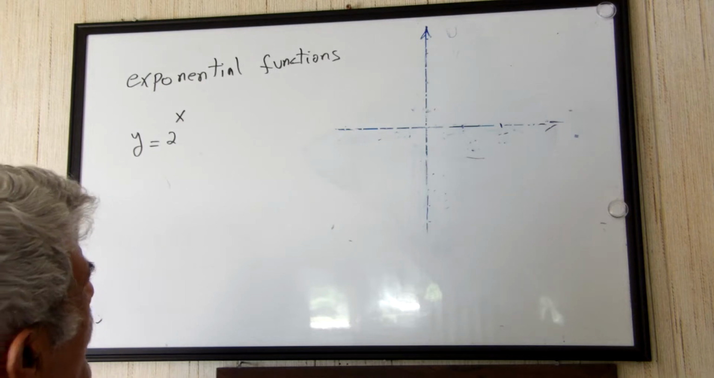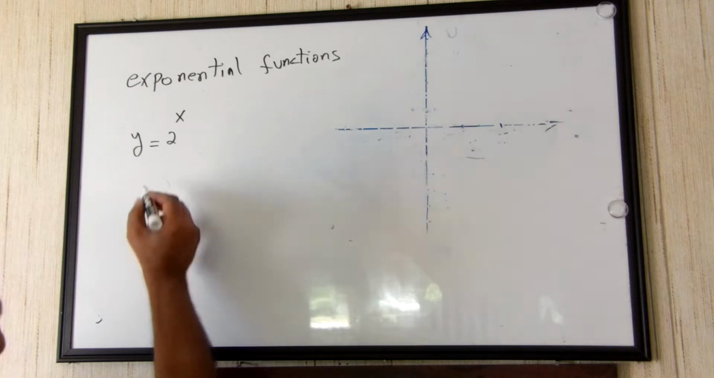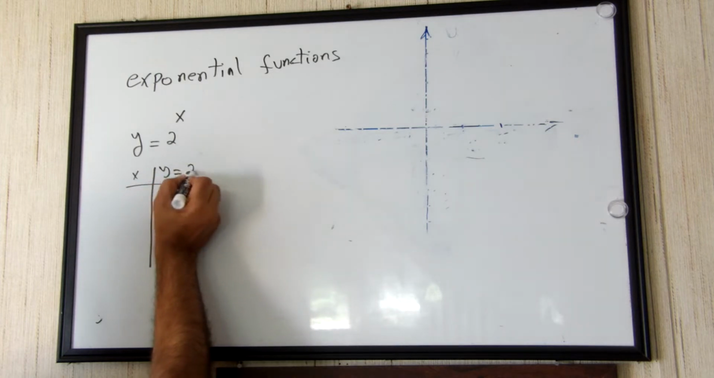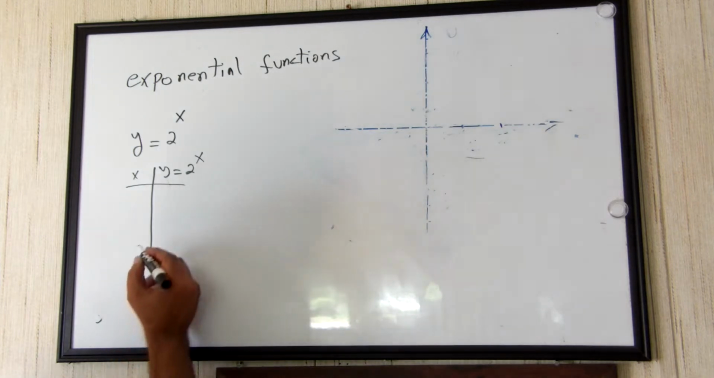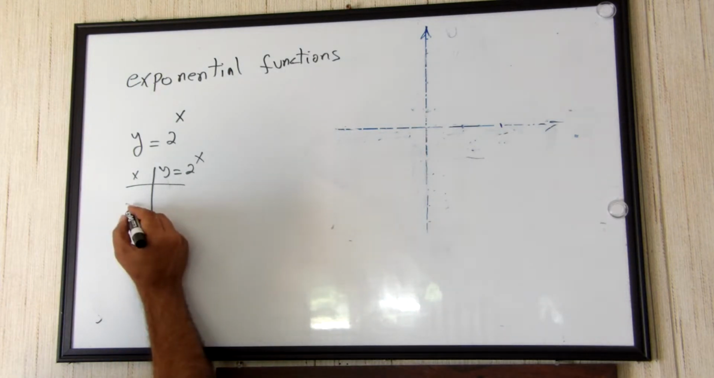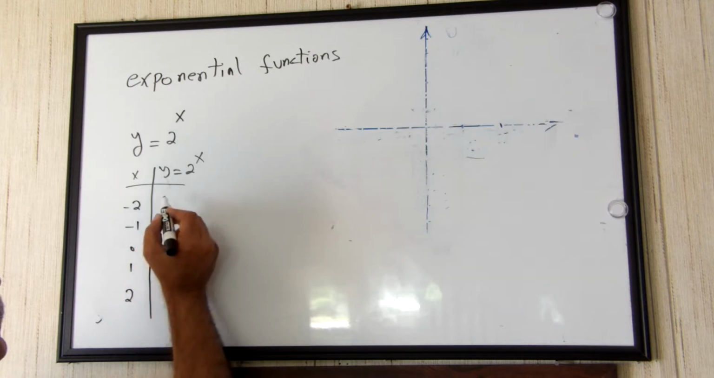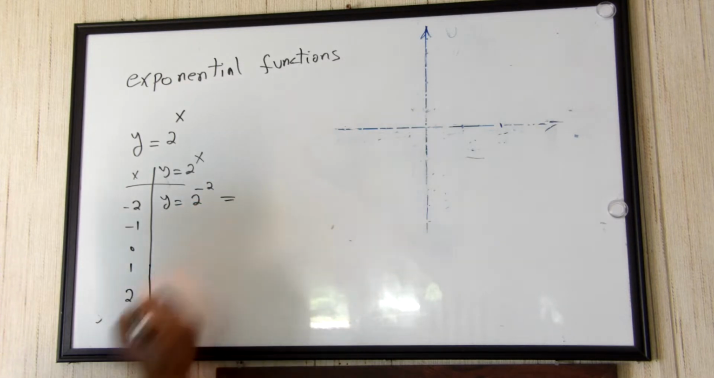It's the same thing as for other functions. We give a value to x and find the y value, and that is the point. So what we do is write: we give values to x, starting from -2, -1, 0, 1, 2. And y is equal to 2 to the power of -2. What is that going to be?